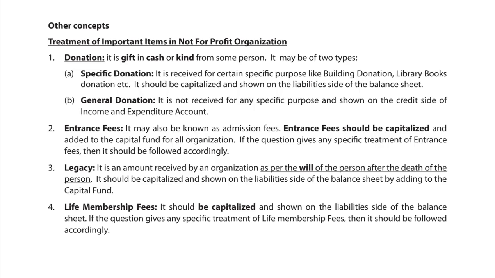Other concepts. Treatment of important items in not-for-profit organization. First is donation. It is a gift in cash or kind for some person. It may be of two types. First, special donation and then general donation. Special donation is received for a specific purpose like building donation, library books donation, etc. It should be capitalized and shown on the liability side of the balance sheet. General donation is not received for any specific purpose and is shown on the credit side of income and expenditure account.